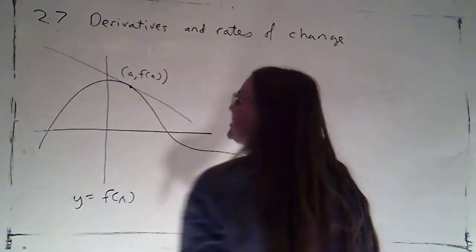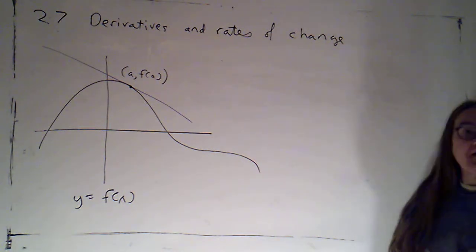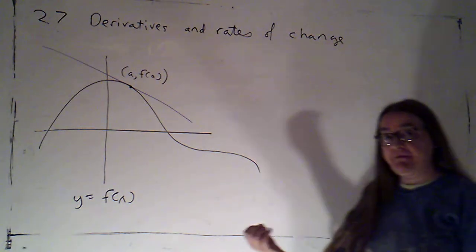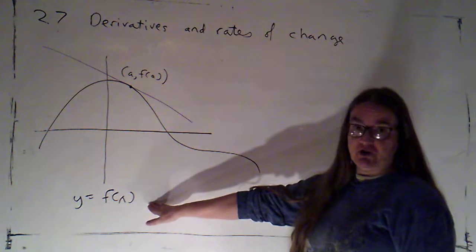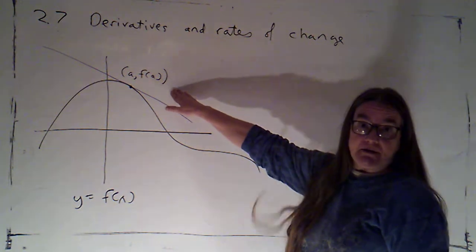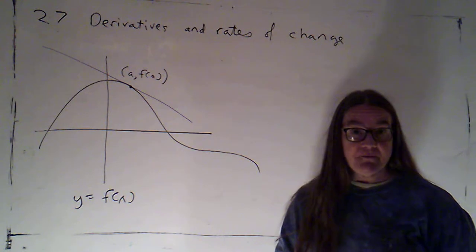In this video, we're just going to generalize what we did in the last video. In the last video, we found the slope of a tangent line to a specific function at a specific point. On the board here, I have a generic function and a generic point. The x value is a, the y value is then f of a.